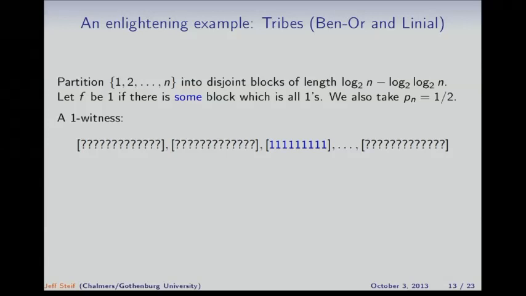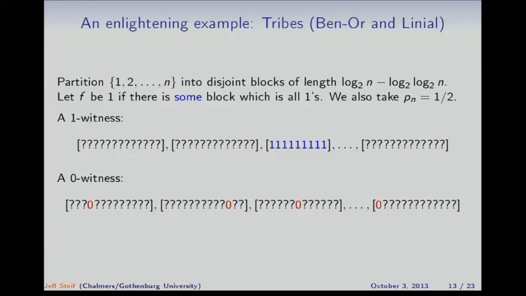What does a 0 witness look like? Obviously, I have to give you a 0 in each of these. This is a 0 witness. Notice the 1 witnesses are just simple, next to each other, completely disjoint. The 0 witnesses have very complicated overlap.